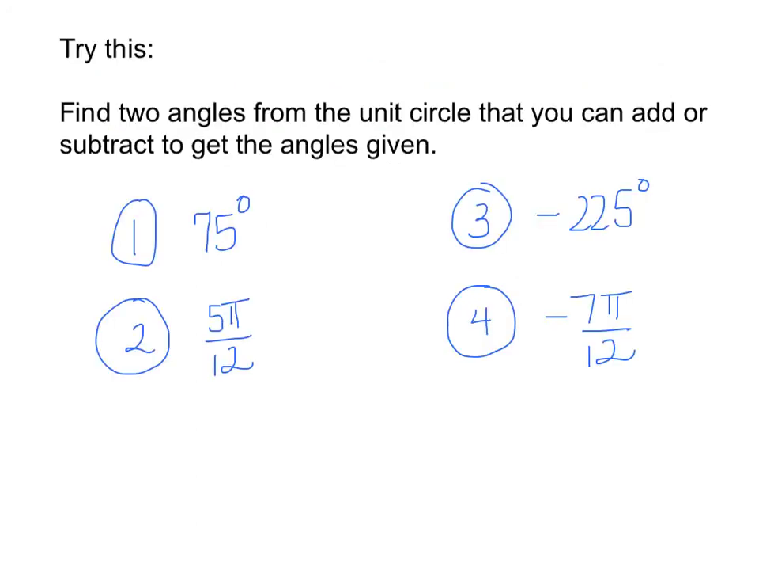Okay, write these 4 problems down. You're going to find 2 angles from the unit circle that you could add or subtract to get the angles given. You don't have to find the sine, the cosine, and the tangent. You just have to find 2 angles that when you add them together off the unit circle, you will get these values. All right, have those ready in your composition notebook, and I will see you in class.